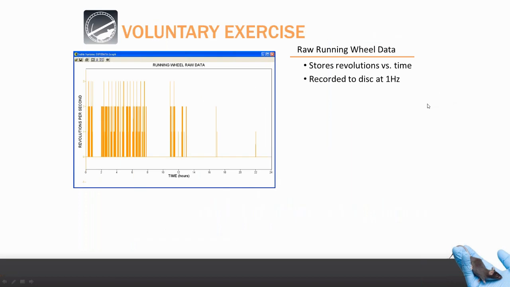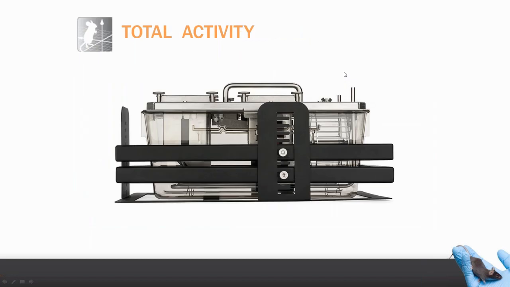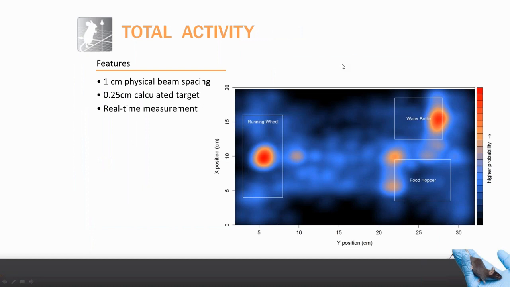Voluntary exercise in the running wheel is binned every second, so we have second by second granularity on running wheel behavior, which is actually really important because the animals tend to get on and off the running wheel very rapidly. You can do cumulative distance if you wish, but as you'll see later, it feeds beautifully into the behavior information. Then we have total activity, so we have the position and activity of the mouse also recorded on a second by second basis. The physical beam spacing is a centimeter. We can easily do a 2.5 millimeter calculated centroid in real time. And here you can see a heat map.